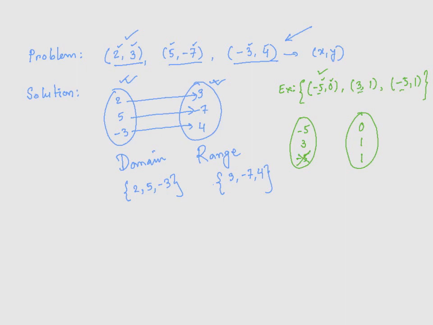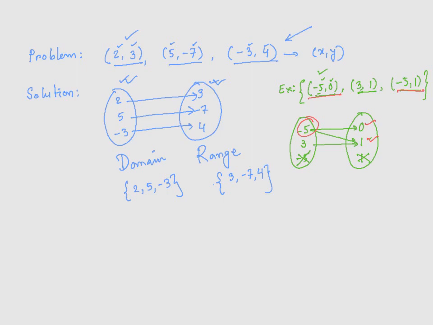So let's do the mapping. -5 goes to 0, so this goes to 0. 3 goes to 1. And also, by the way, this 1 appears twice in the range, so I can just cross it out too. And then the third pair, -5, 1, says that this also goes to 1. So this is a problem. Look, I have one item in the first set that's getting mapped onto two different items in the second, which is 0 and 1. Here this pair says that -5 maps to 0. This pair says that -5 maps to 1.